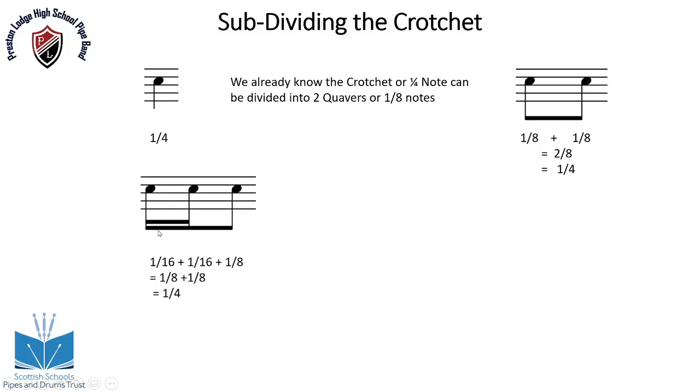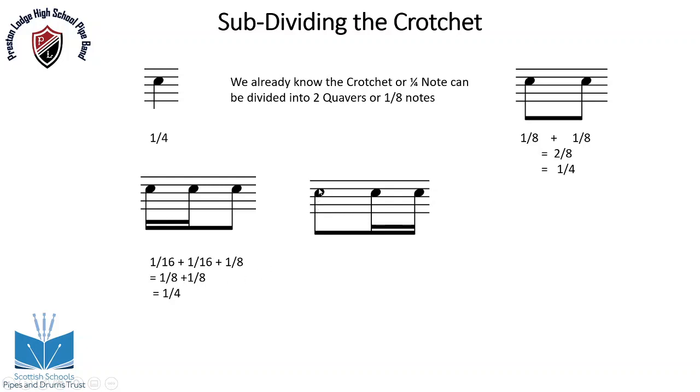So a 16th note, a 16th note and an 8th note, which is 2 semiquavers and a quaver. Alright, add these 2 semiquavers up, you get another quaver, which is an 8th. Add it to the other quaver and you get a crotchet. And again, I think this will be a bit easier when I've got the whiteboard. I can write it out for you.